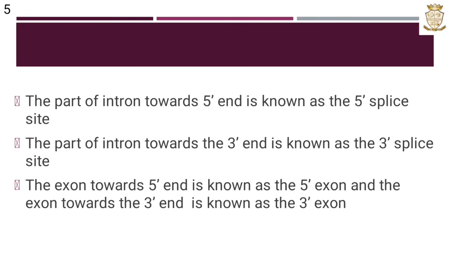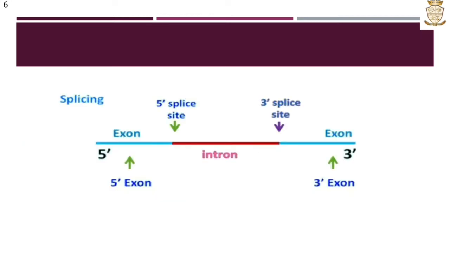The part of the intron towards the 5' end is known as the 5' splice site. The part of the intron towards the 3' end is known as the 3' splice site. The exon towards the 5' end is known as the 5' exon, and the exon towards the 3' end is known as the 3' exon. The 5' splice site and 3' splice site are marked in this picture. We can also see the 5' exon and 3' exon.